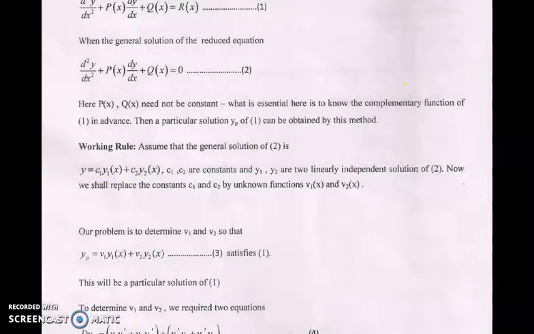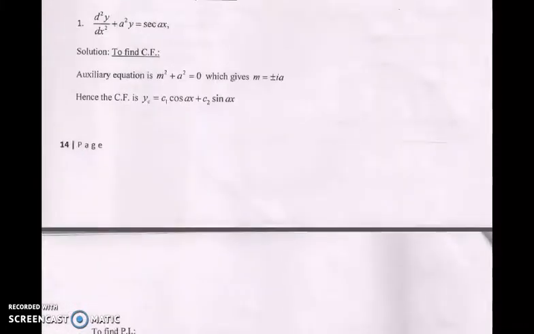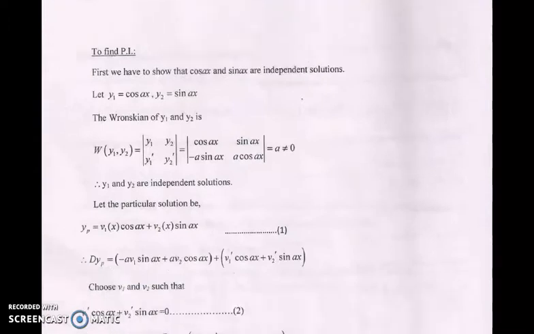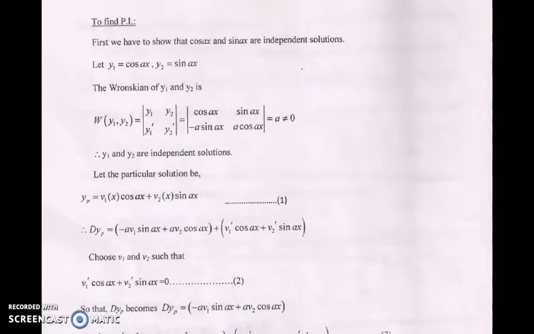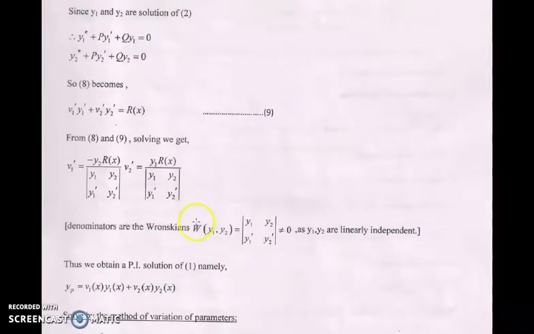Okay, and this one is completed and it's represented by this. So we'll move to the next step: c1 cos ax plus c2 sin ax. To find the particular integral, which will be the next work, we have to show that cos ax and sin ax are linearly independent. How can I say that they are linearly independent? If their Wronskian value is not 0. And in the previous lecture, you can easily understand the Wronskian is this. This one is your Wronskian.